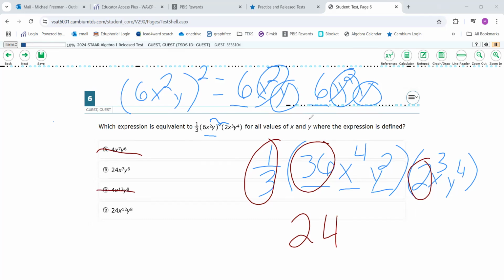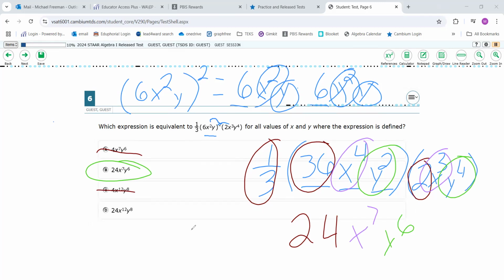All right, so now I'm going to switch to a different color. Let's go purple. Now we do our x's. I have 4 x's here and 3 x's here for a total of 7 x's. And then our y's, I've got 2 y's here, 4 here, for a total of 6. So it is B, 24x to the seventh, y to the sixth.